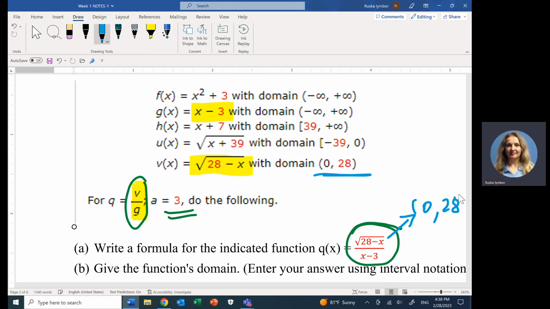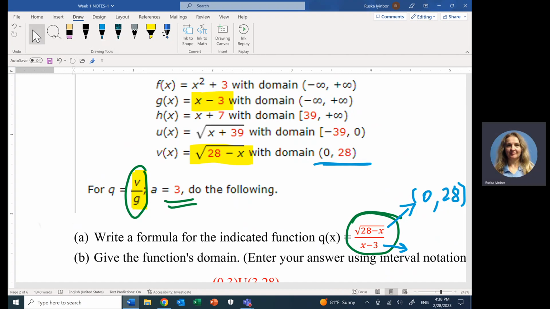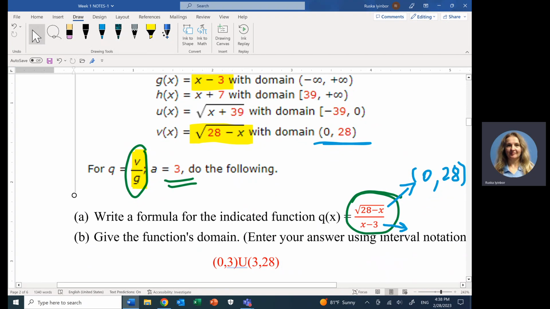Now the bottom function, the denominator, x minus 3, has domain all real numbers, right? Negative infinity to infinity. But because x minus 3 is in the bottom, the denominator cannot be 0. So that gives us an additional restriction for this new function we get. And the additional restriction is the bottom of the fraction cannot be 0.